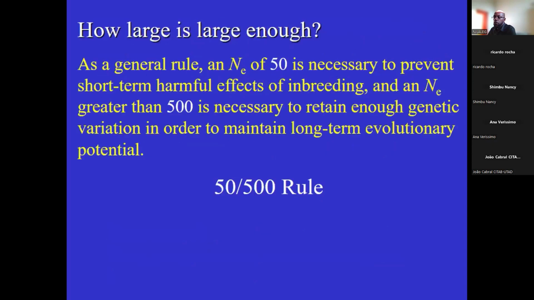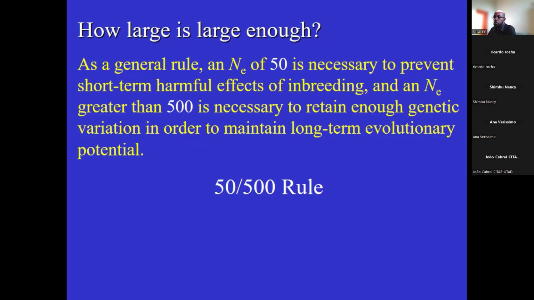And this is commonly applied to conservation, and the 50/500 rule is still used. This was originally presented by Ian Franklin in 1980, and Ian said that if we have an NE of 50 or less, that is too small, and if we have an NE of less than 50, inbreeding depression is probably going to play a role in the probability of that population persisting for the short term. In the long run, an NE of greater than 500 is necessary to make sure we have enough variation remaining.